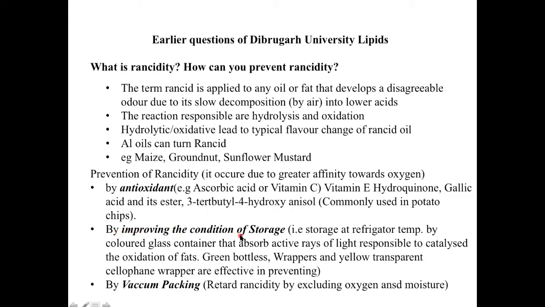Secondly, by improving the condition of storage. For example, if we store at refrigerator temperature, it can prevent rancidity due to the lower temperature. Similarly, a colored glass container disallows the activity of the rays of light responsible for catalyzing the oxidation of fats. Green bottles and yellow transparent cellophane wrappers are effectively used to prevent rancidity. Vacuum packing can also lead to the prevention of rancidity.